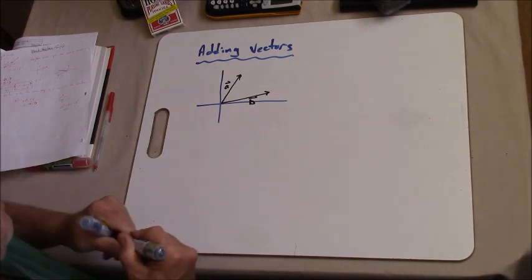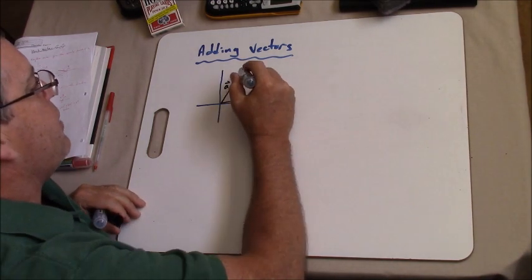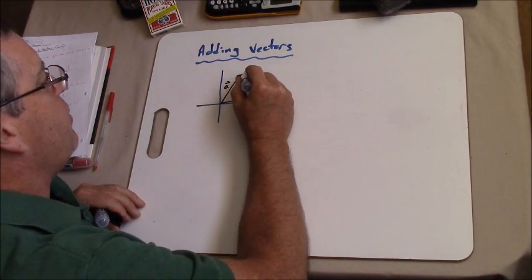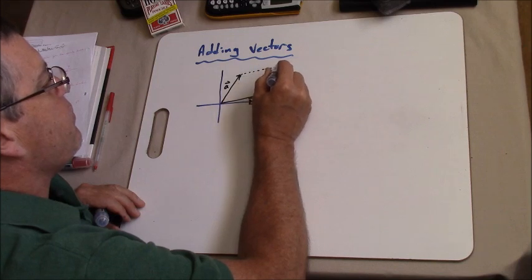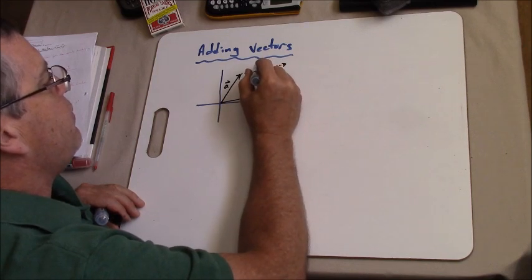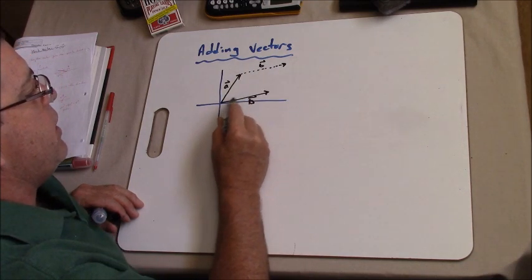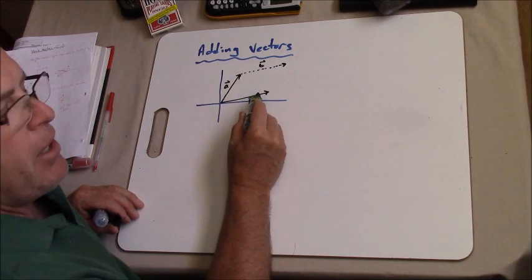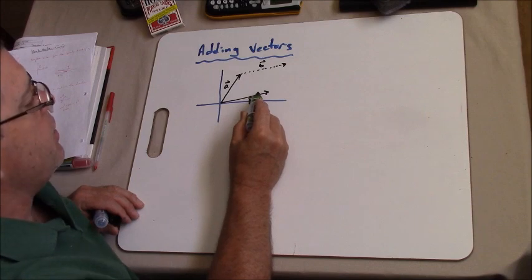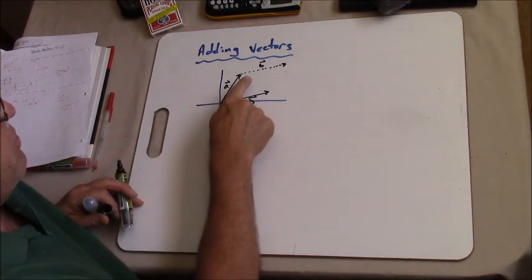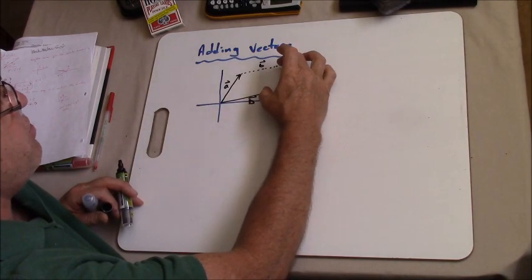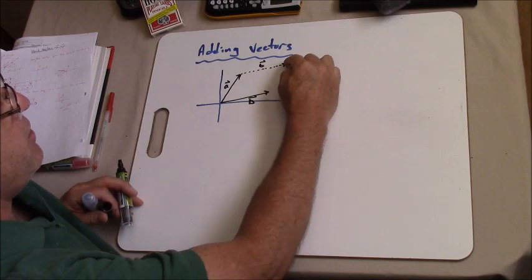Well, what I want to do is slide vector B up to here. So that's still vector B because it still has the same length and direction as this one down here. They're parallel to each other, okay? And I didn't have to move vector B. I could have slid vector A over here. It would have ended at the same spot.